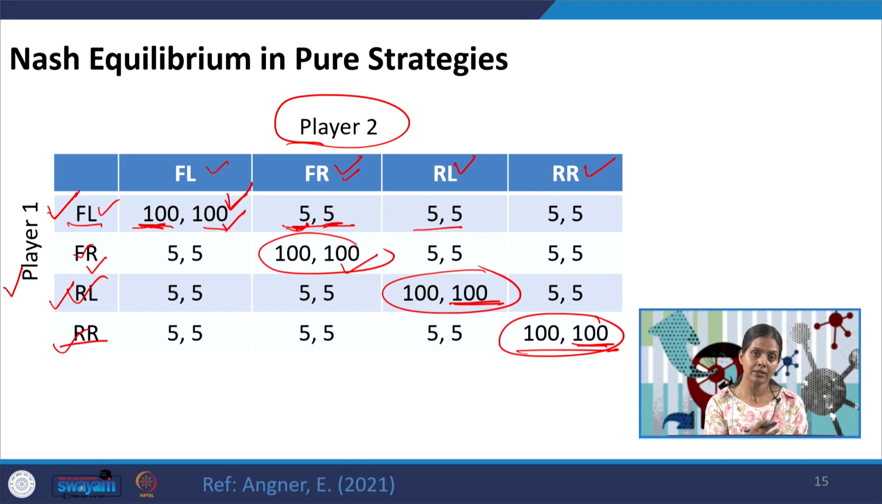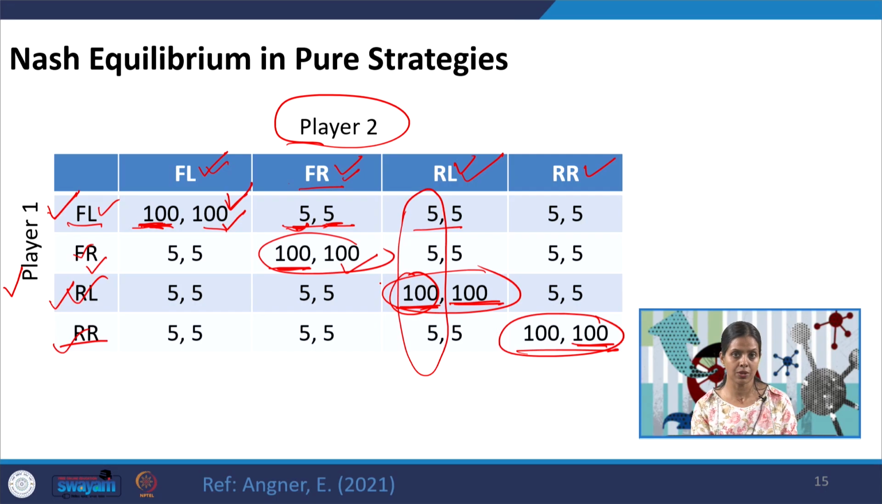Now, I look at player 2. If player 2 writes FL, then it is best for player 1 to write FL. Player 2 writes FR, best for player 1 to write FR. Player 2 writes RL, again best for player 1 to write RL, because I am comparing all these numbers, and this is the highest. And then again when player 2 writes RR, by comparing all these numbers I find that this is the highest.